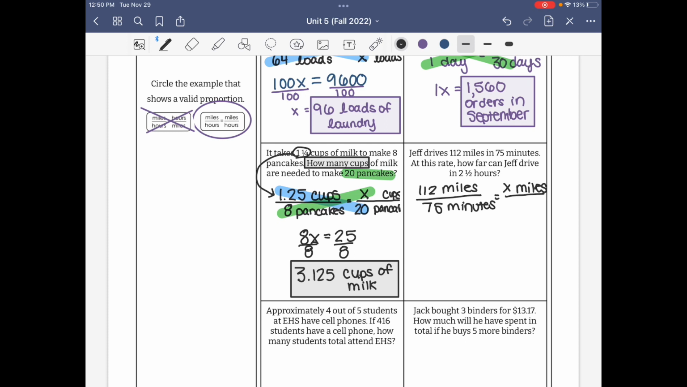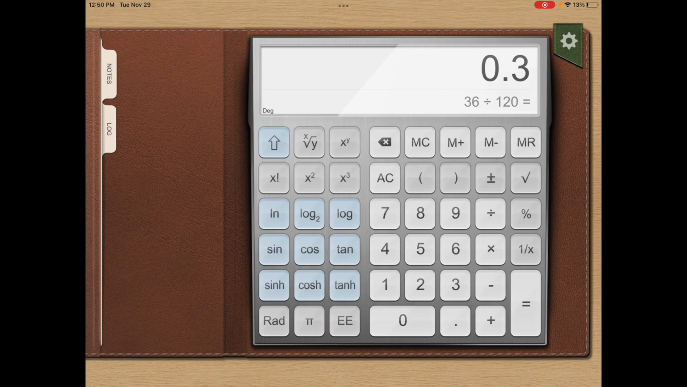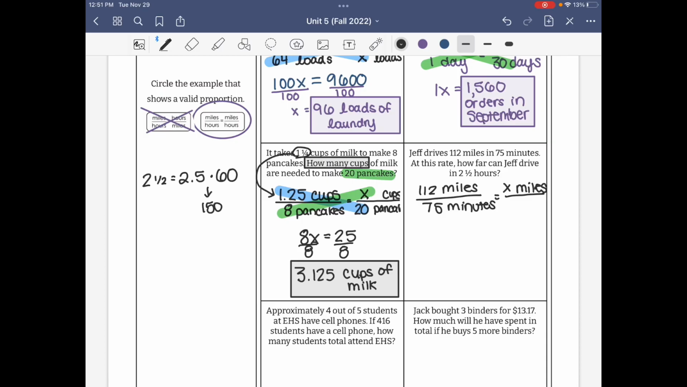Then I have to change hours to minutes. So I'm going to come over here to the left side, and I'm going to say that the number 2.5 is the same thing as 2.5. And I know that there's 60 minutes in an hour, so I'm going to multiply that by 60. And that's going to give me 2.5 times 60. 150. So 150 minutes.